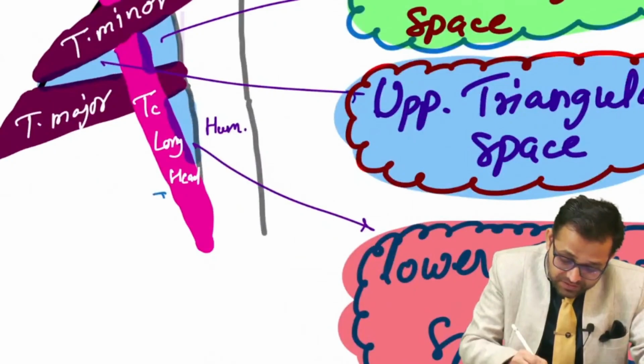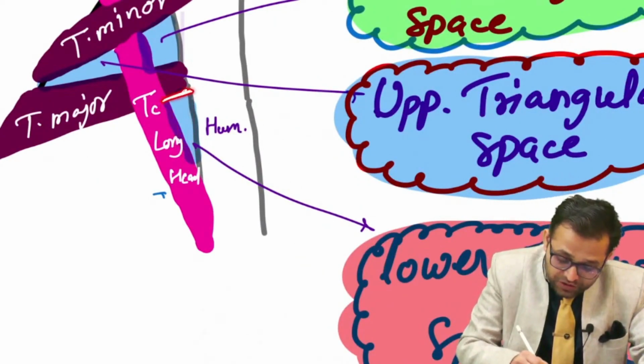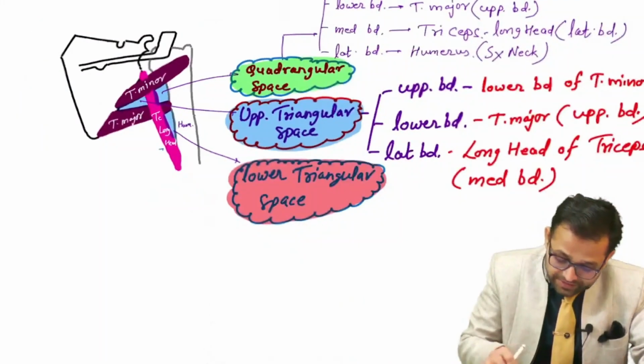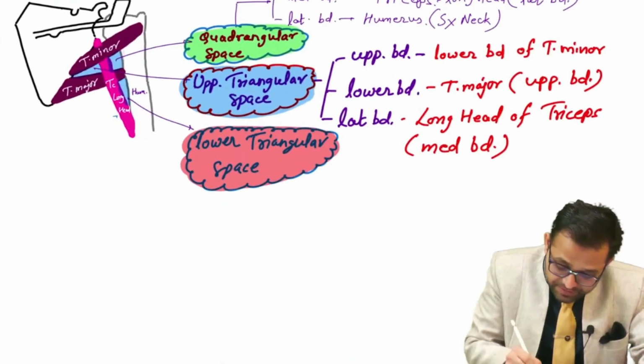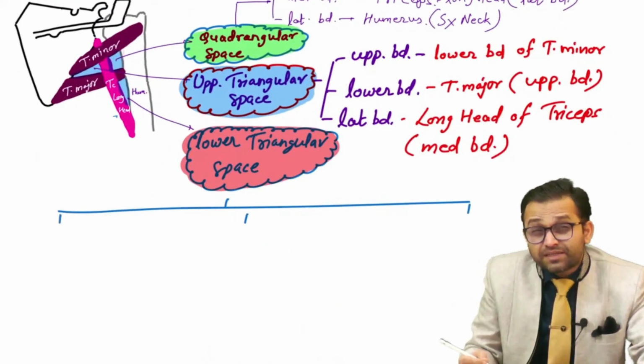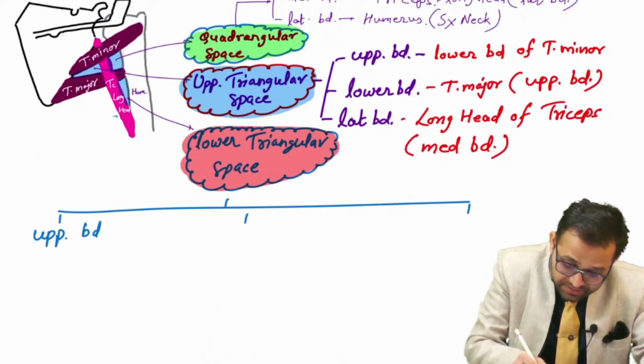Can you observe? This is the lower triangular space. So this upper border is formed by teres major. Yes, write down the lower triangular space, its boundaries we are mentioning. Sir, it is having the upper border, and it is having the lateral border.